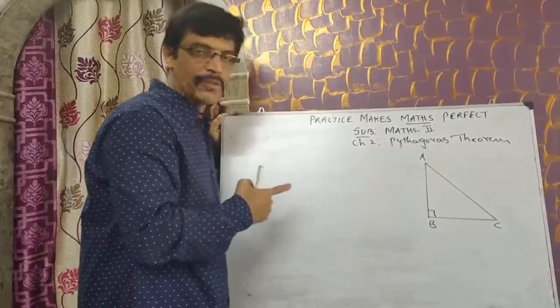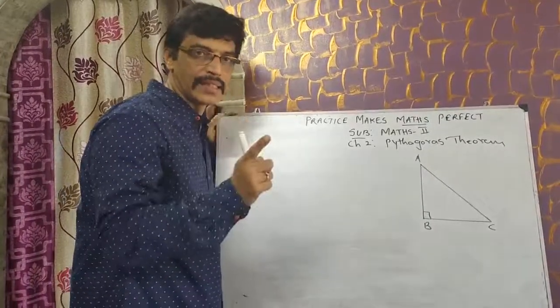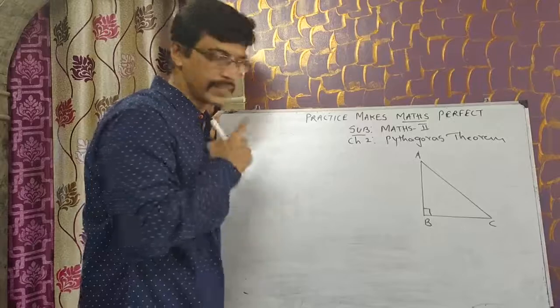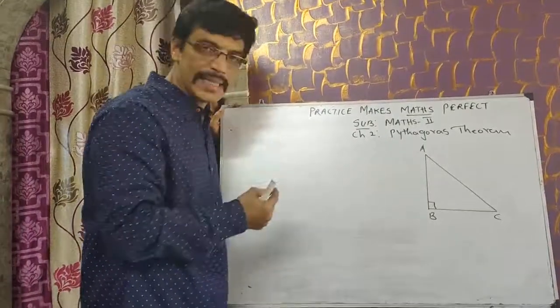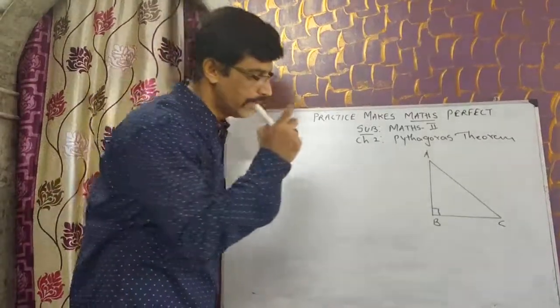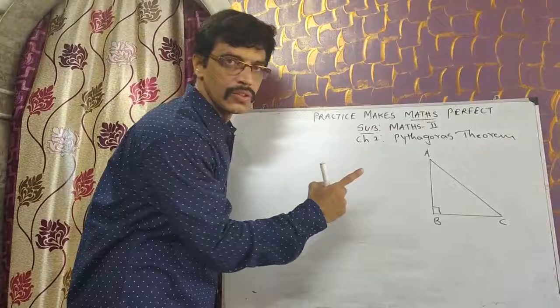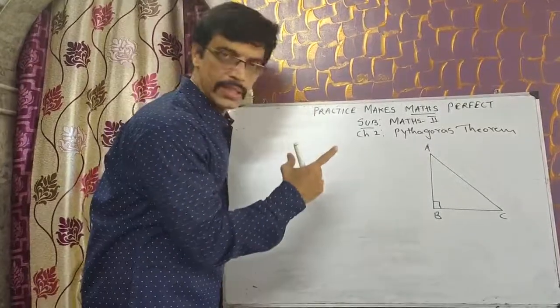This chapter 2, Pythagoras theorem, carries 8 marks along with the option in the board exam. It is a very easy chapter. All of you are familiar with the Pythagoras theorem. Pythagoras theorem will be only in the right angle triangle. You will see it in right angle triangle only. Now all of you know Pythagoras theorem.